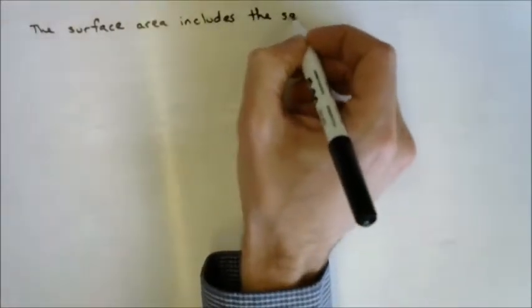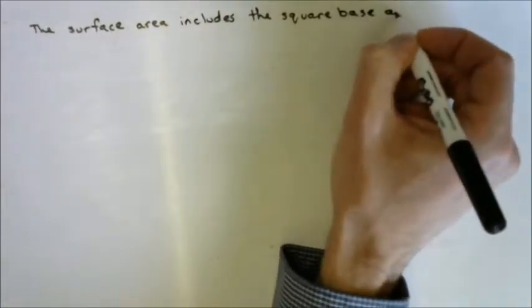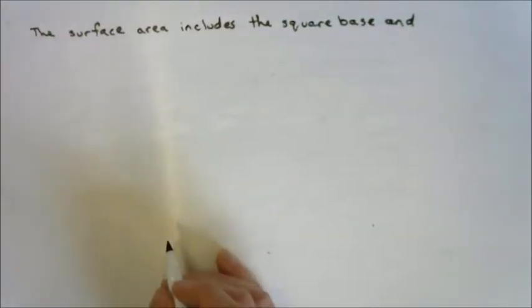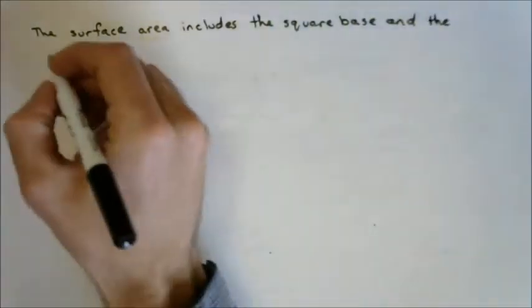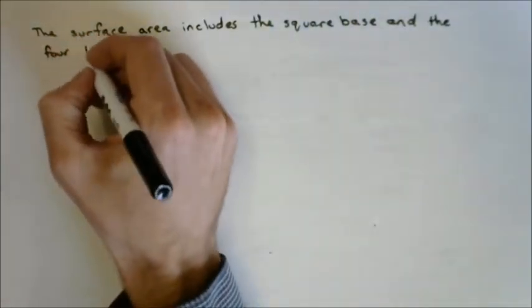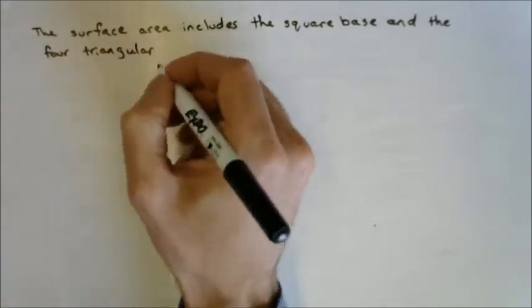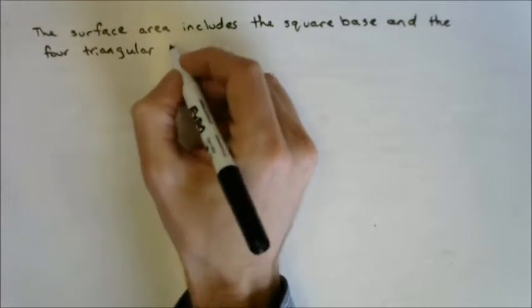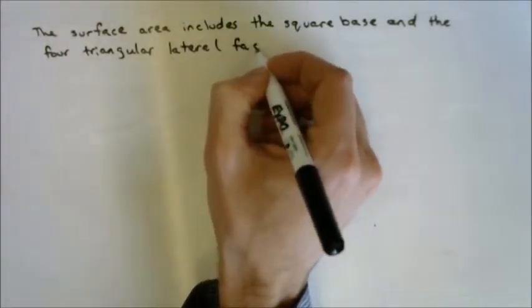The square base and... What else? How else would I say the next part? 4 triangular shapes. And the 4 triangular... What are they called? What kind of faces are they? Lateral faces.